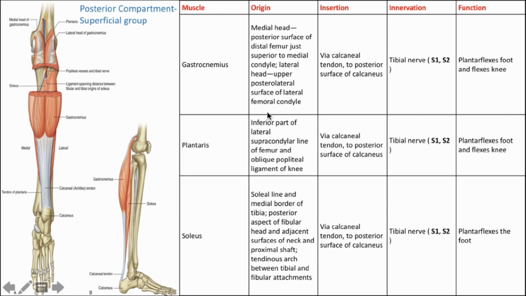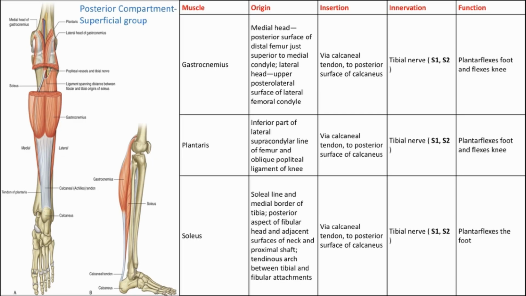You have this, which is called the superficial group. Superficial group of the muscles in the posterior compartment of the leg are three muscles, right? Gastrocnemius, plantaris, and soleus. And they all insert onto the heel, the calcaneus of the foot, and they plantar flex the foot at the ankle joint.